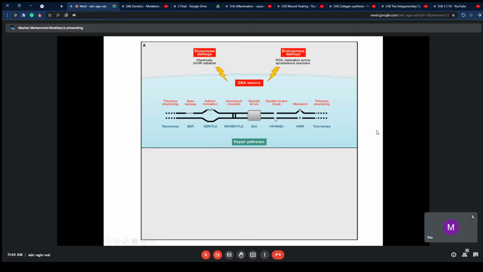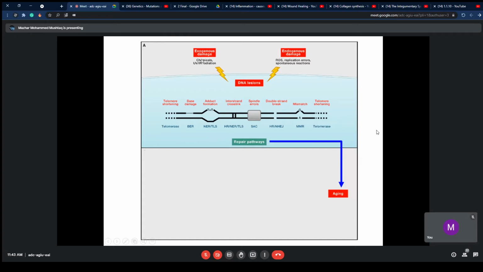Of course, all these things are not going to happen at the same time, but sometime in life you may start with a spindle error problem, and you may end up with telomeric shortening. Eventually, the repair pathway is impaired, and that would result in aging.